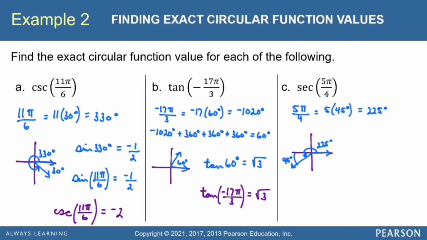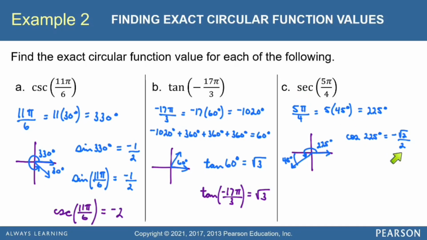So let's start by finding the cosine of 225 degrees. And that, of course, will be a negative value because this is a third quadrant angle. And we remember that the cosine of 45 degrees is square root of 2 over 2. So the cosine of 225 degrees is negative square root of 2 over 2. And now we know that in a minute we're going to have to find a reciprocal for this value because we were asked for the secant.